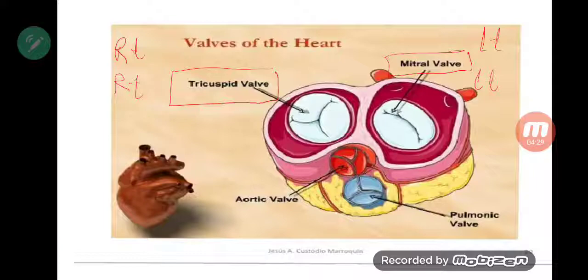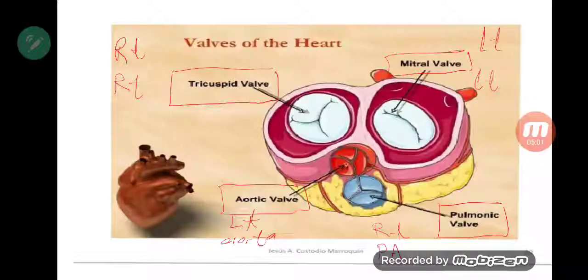On the right side we have a valve between the right ventricle and the pulmonary artery called pulmonary valve, and on the left side we have a valve between the left ventricle and the aorta called aortic valve.